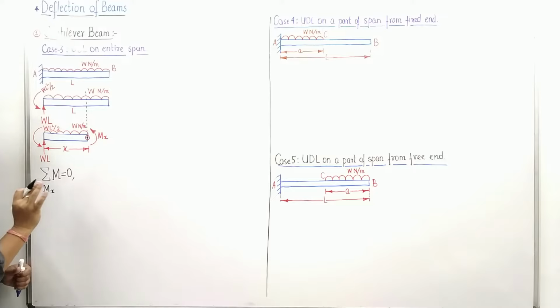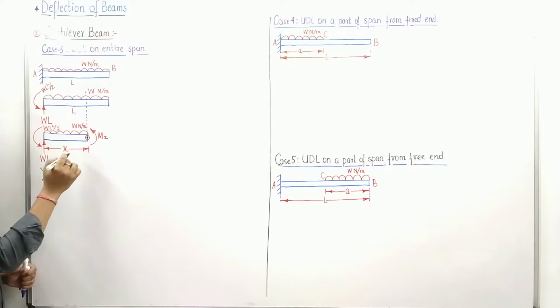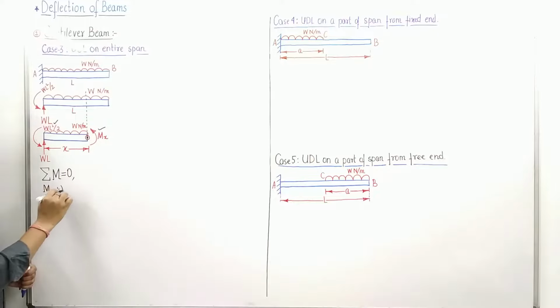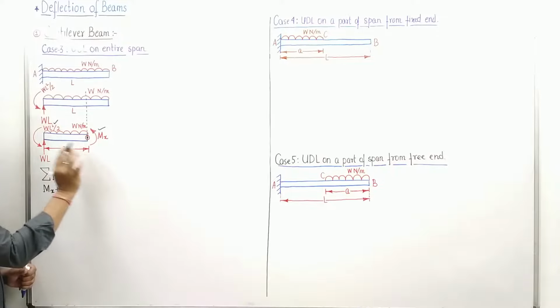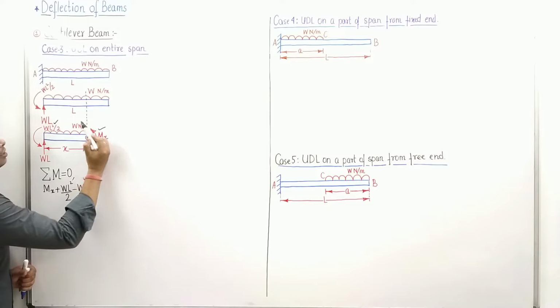I'll use smaller handwriting, forgive me. Then what else have we got? We've got this anti-clockwise WL square by 2. So this has been taken into account. So anti-clockwise plus WL square over 2 and WL multiplied by this x clockwise, so minus WL multiplied by x. Anything else?